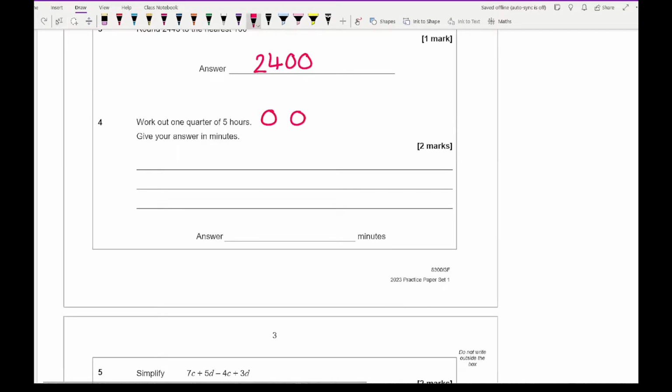Well, if I have 5 hours, which I'm going to represent as a circle, so here I'm going to take one of those, so it's going to be 1 and then a quarter, so it's 1 1/4 hours, and that in minutes is going to be 60 plus 15, giving us a total of 75 minutes.